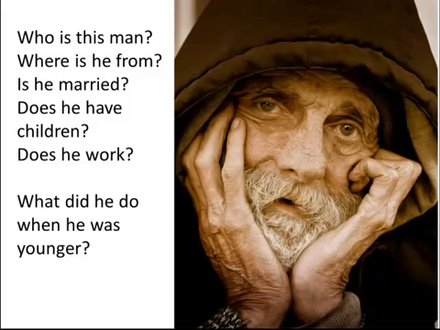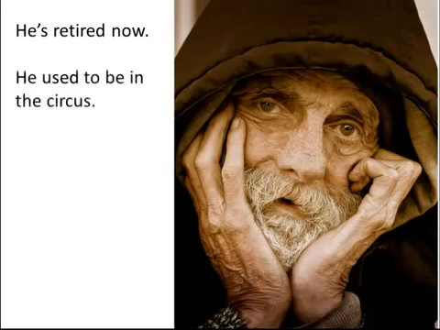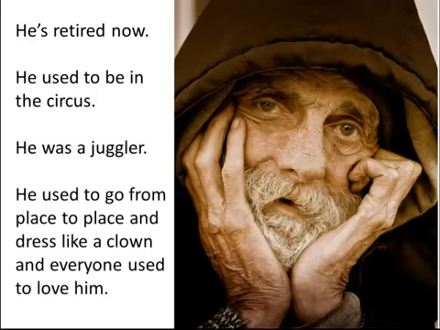When they've done that and we've had a bit of feedback, I'll then tell them that actually he's retired now, but he used to be in the circus. Clearly I'm going to have to make sure they know what circus means. That he was a juggler, and he used to go from place to place dressed like a clown. Everybody used to love him, but now obviously he's old and he's retired. So you've given learners this situation, you've given them a context for this language.